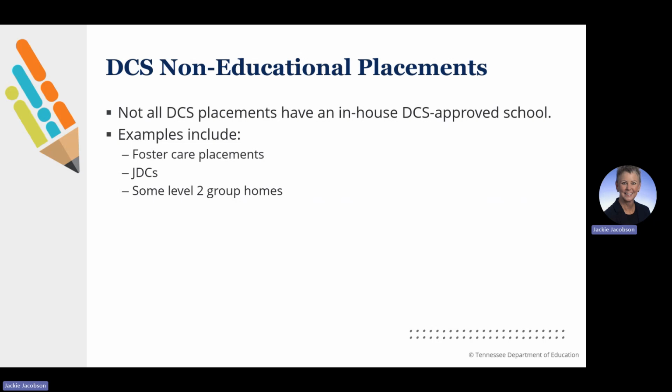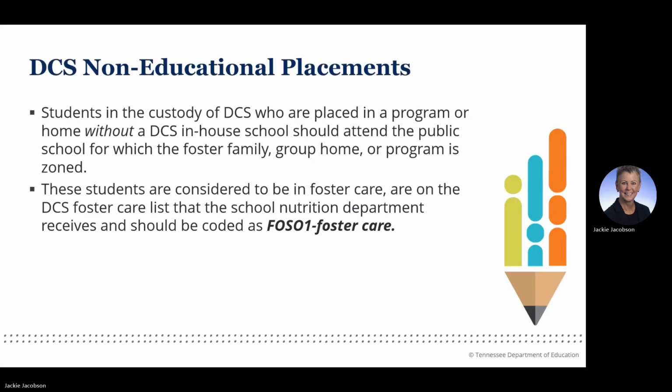Not all DCS placements have an in-house DCS-approved school. Examples include foster home placements, juvenile detention centers, and some Level 2 group homes. Students in the custody of DCS who are placed in a program or home without a DCS in-house school should attend the public school for which the foster family, group home, or program is zoned. These students are considered to be in foster care, are on the DCS foster care list that the school nutrition department receives, and should be coded as FOS01 foster care.